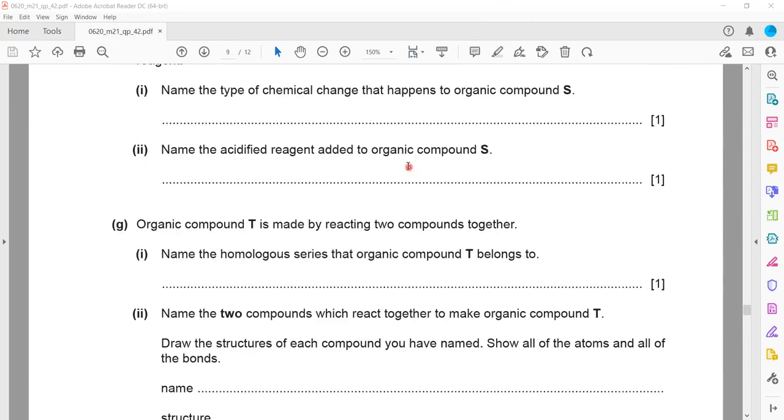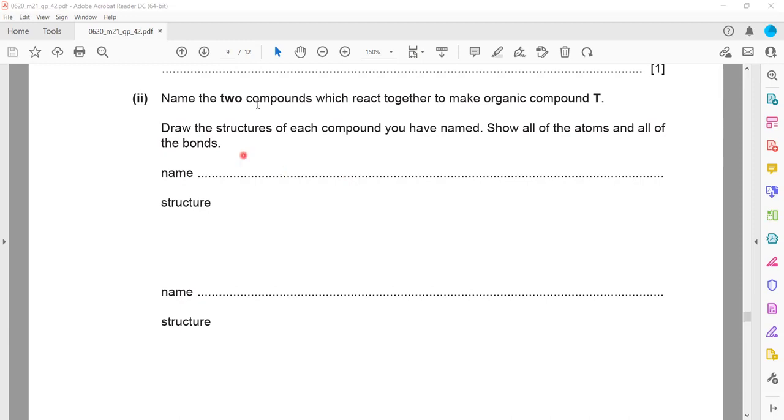So we have to name the compounds and draw the structures, showing all the bonds and all the atoms. So methanol: how to draw the structure of methanol? Meth means one carbon, so I will draw one carbon. And -ol means alcohol, so the OH group is there. Because carbon can form a maximum of 4 bonds, this will have the remaining 3. Then the second reagent, we already worked out that it was butanoic acid.